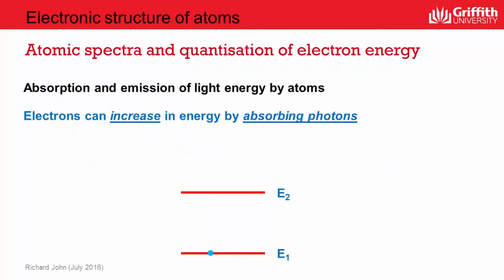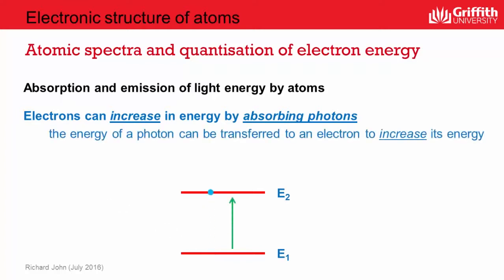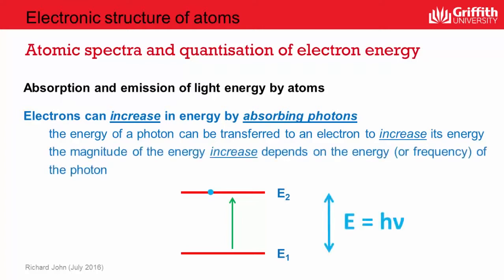So how do electrons increase and decrease their energy? Electrons can increase in energy by absorbing photons of light. So the energy of a photon can be transferred to an electron to increase its energy, and in that process that photon is annihilated. It ceases to exist. The magnitude of the energy increase depends on the energy or the frequency of the incident photon.